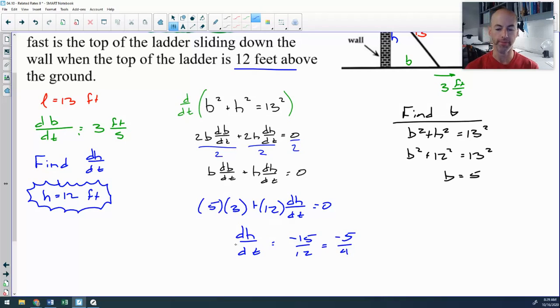And then for the units of measure, we did measure height over time. The height of this triangle would be measured in feet, and my time is measured in seconds. And there is your answer for this problem. Let's look at one more.